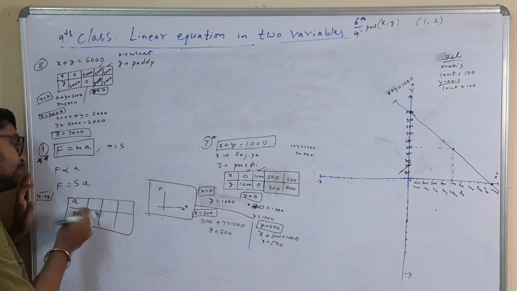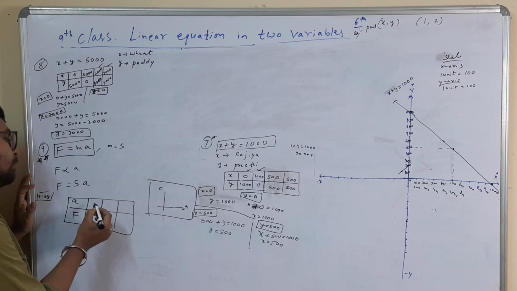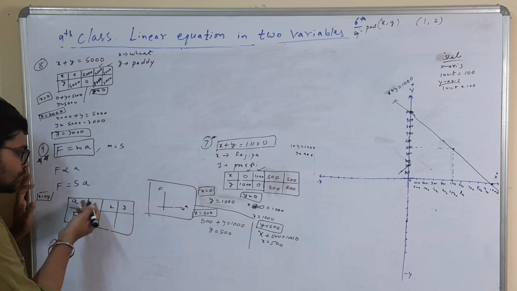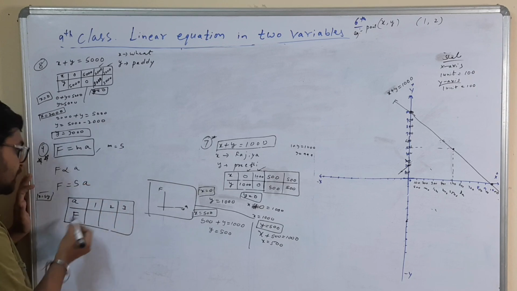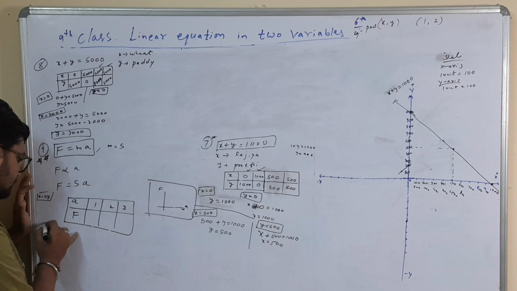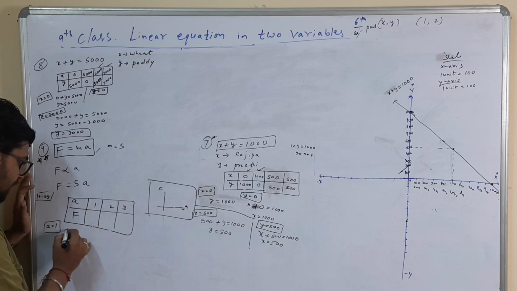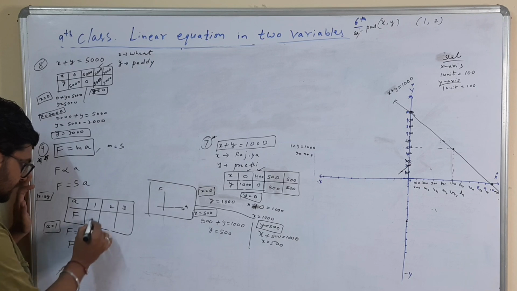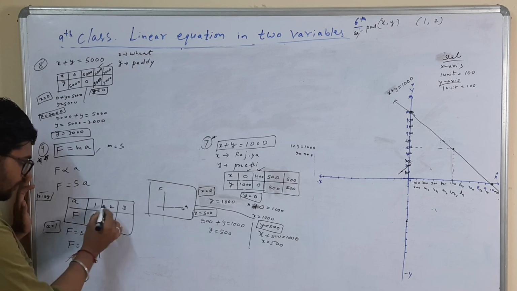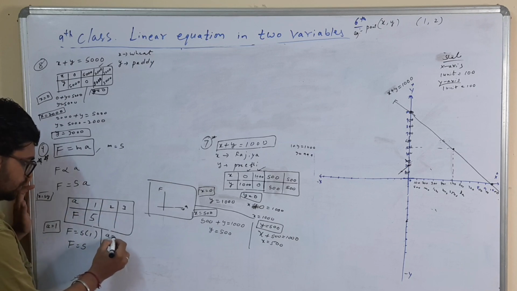Okay, but we cannot put negative values, so I am taking positive values. I am taking acceleration 1, 2, 3. 0 also we can take, but I am taking only this much. So when A is equal to 1, what do we get? F is equal to 5 into 1. Okay, F is equal to 5. Now A is equal to 2.